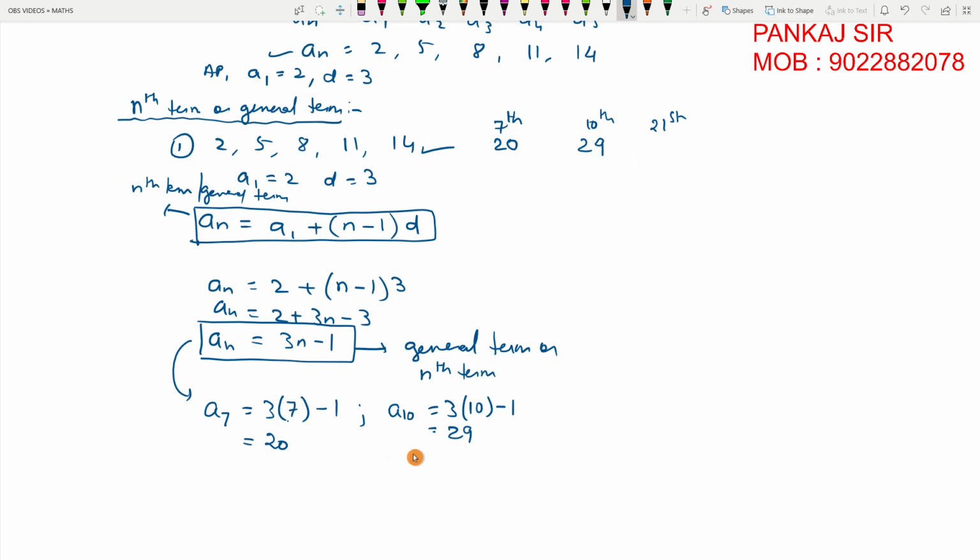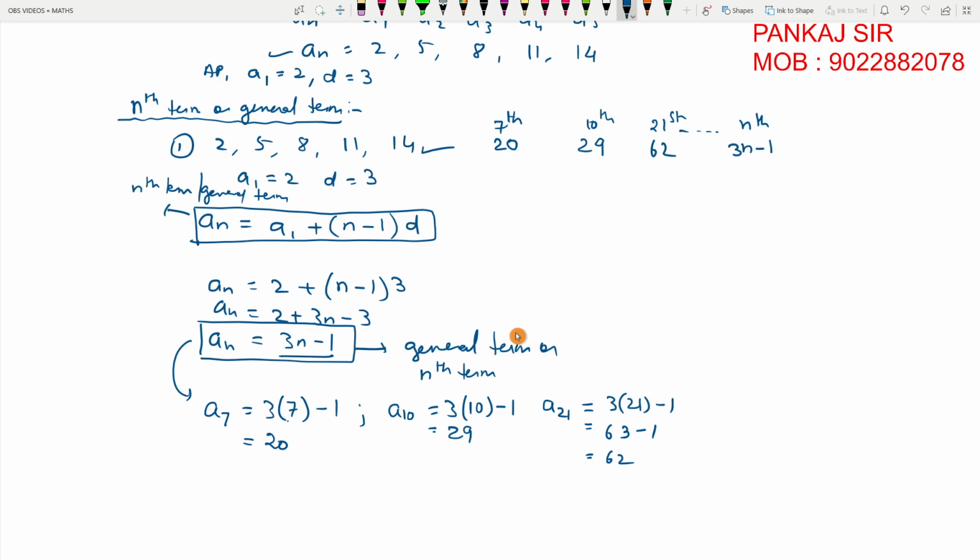21st term. 21st term is nothing but a21. This will be again 3 times 21 minus 1. Now 3 times 21 is 63 minus 1. So this is going to be 62. Same way, if I want to find out some nth term, then my nth term will be 3n minus 1.